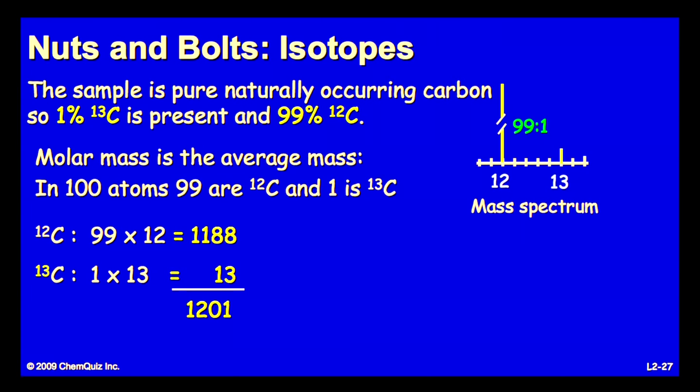Add those two and divide by the total number of atoms we had, 100. Divide that by 100 and you get a molar mass of 12.01 grams per mole. Now, that is the grams per mole we get in carbon-12 and carbon-13 mixed together in their naturally occurring ratios.